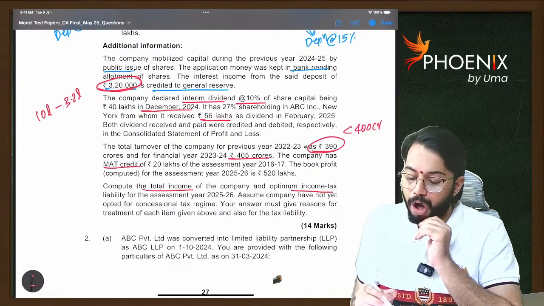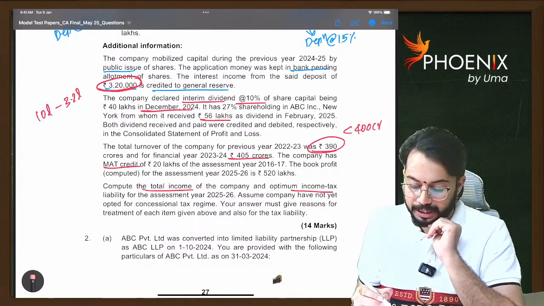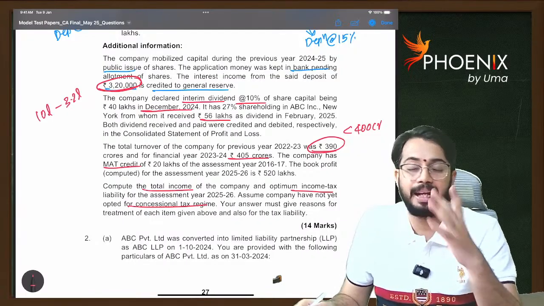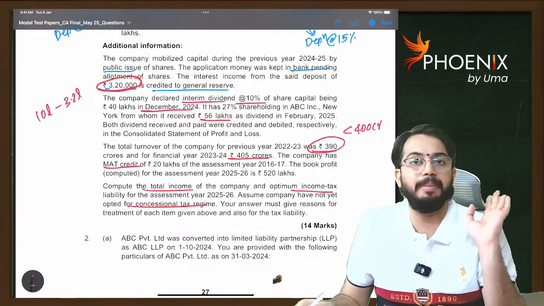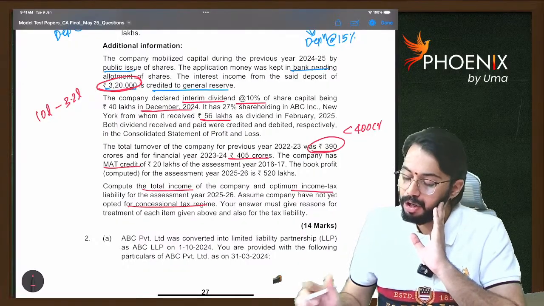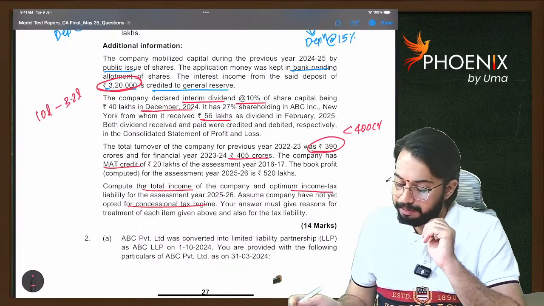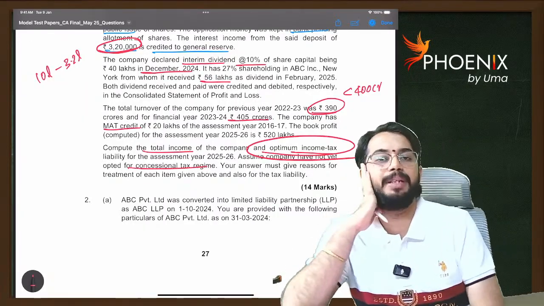Assume the company has not opted for the concessional tax regime. That means the company is paying taxes under regular tax rates. The company did not choose 115BAA or 115BAB. Your answer must give reasons for treatment of each item given. Optimum income tax. What does optimum income tax mean?